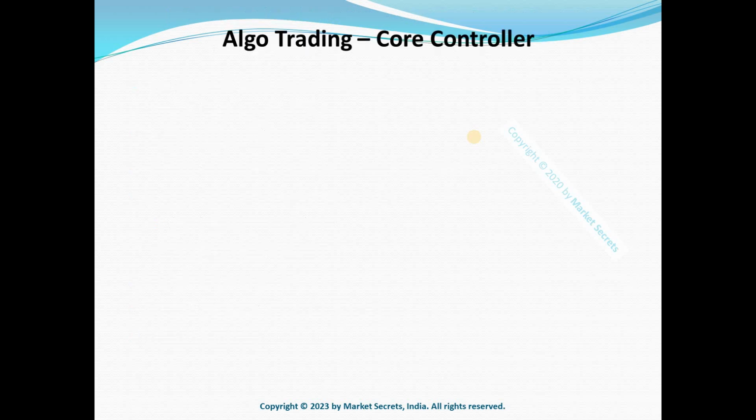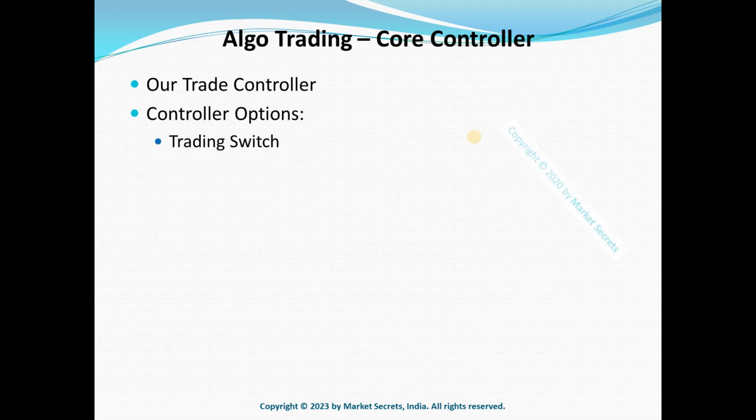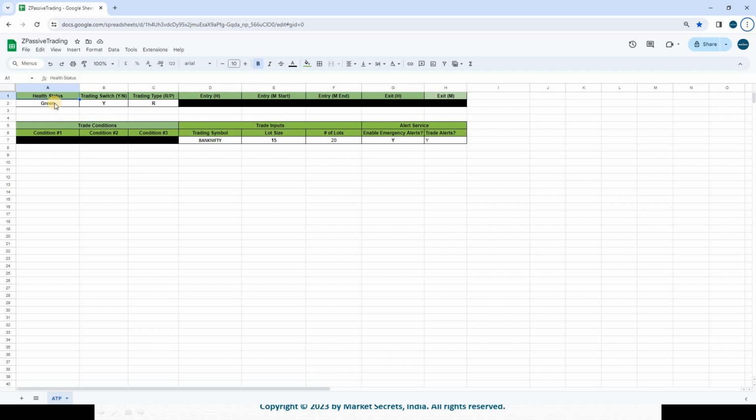Okay. So next is the core controller. The core controller is where you can control everything. You can control all the aspects of your trade from the core controller, which is our Google Sheets. Let's take a quick look at it. So this is our core controller. This is where you need to modify things if you want to control something.